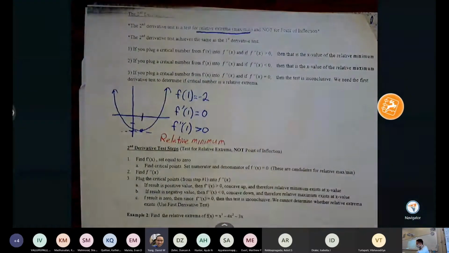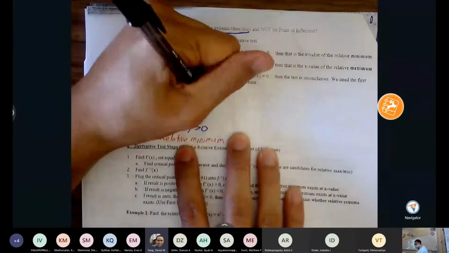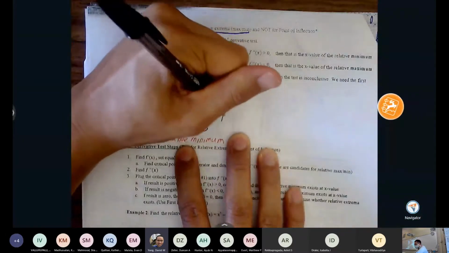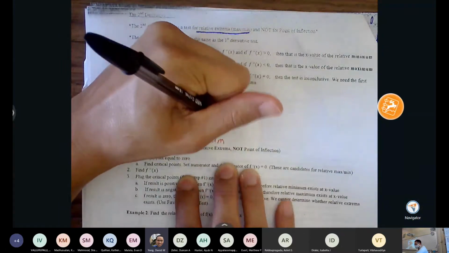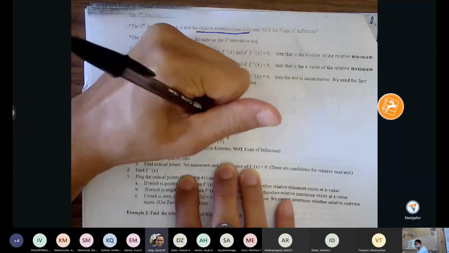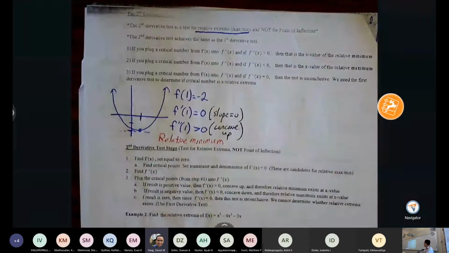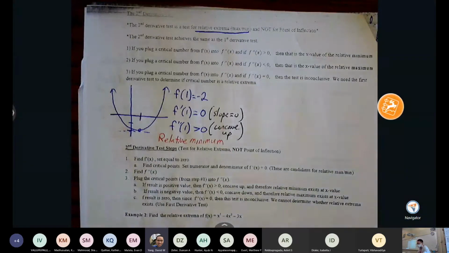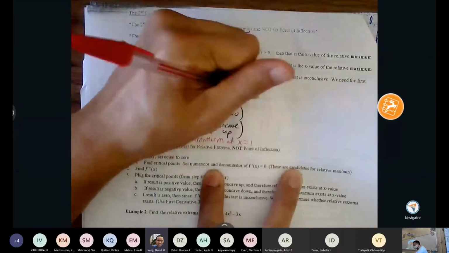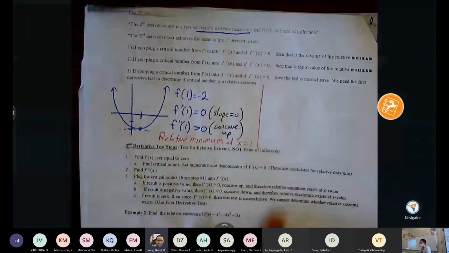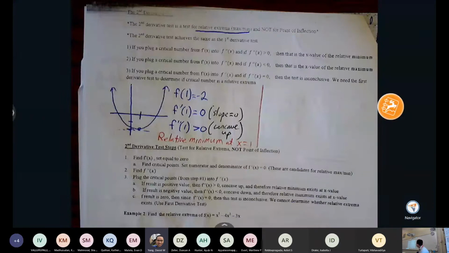Okay, so let me include that information as well. Slope 0 and concave up means relative minimum at x equals 1. Okay, any questions there? Let me draw the other scenario.